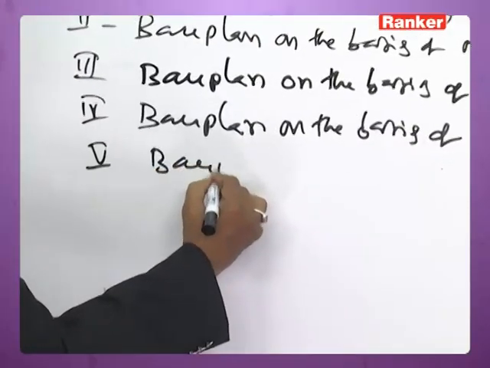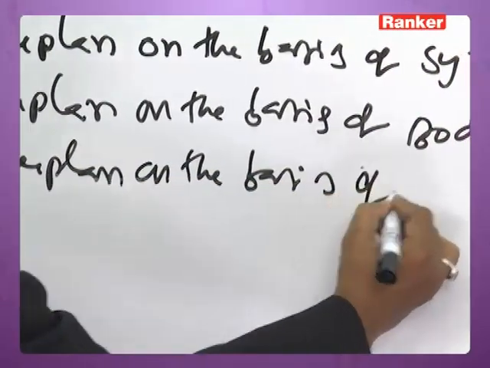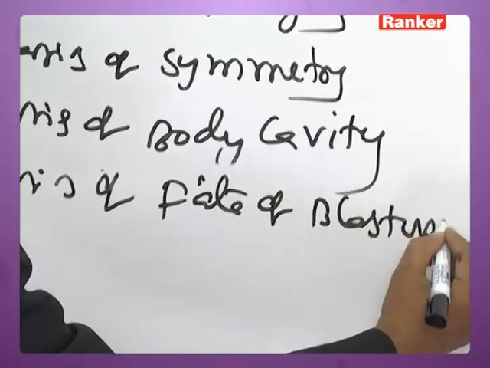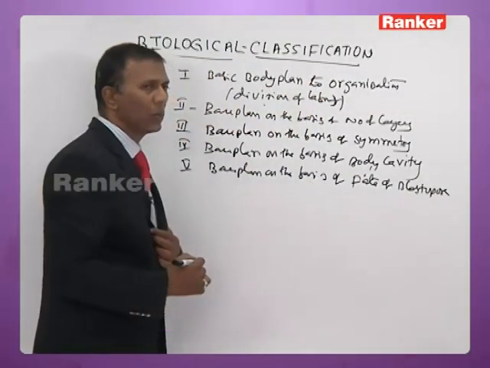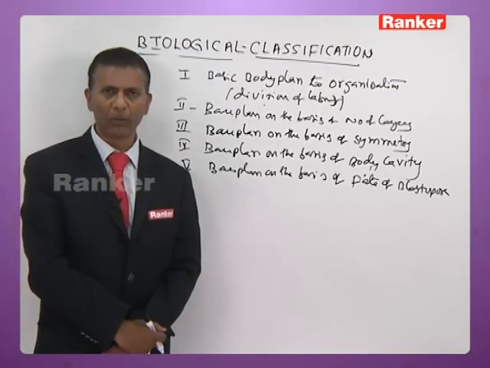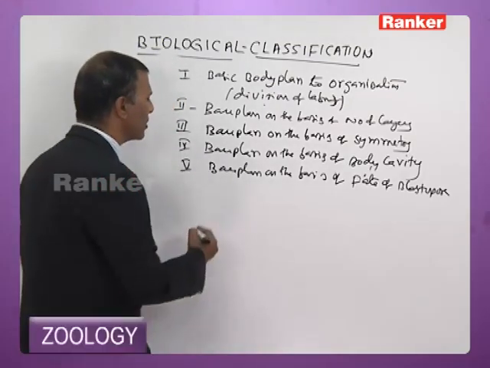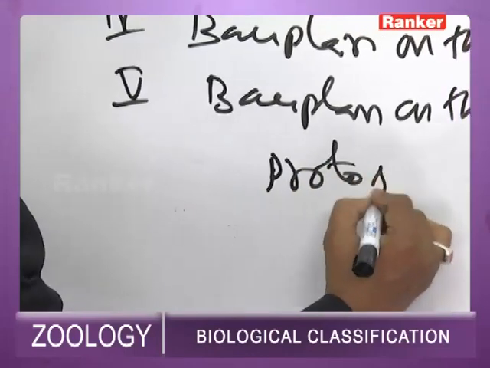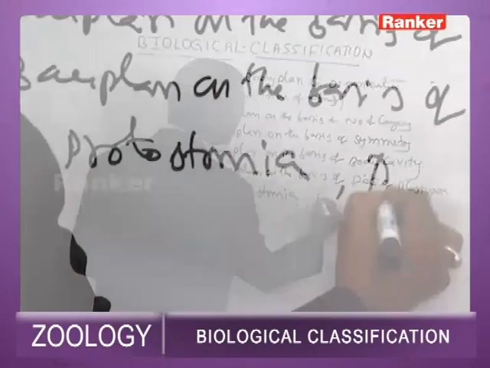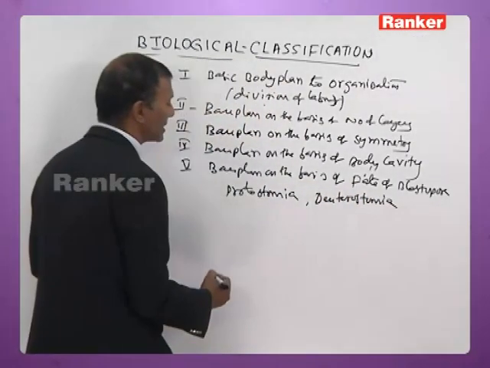Next is the BOP plan on the basis of fate of blastopore. The blastopore, which is the terminal opening of archenteron, in all protostomians modifies into mouth. In all deuterostomians it modifies into anus. So on the basis of this you have got two groups. Protostomia, in which the blastopore transforms into mouth. Deuterostomia, in which the blastopore transforms into anus.